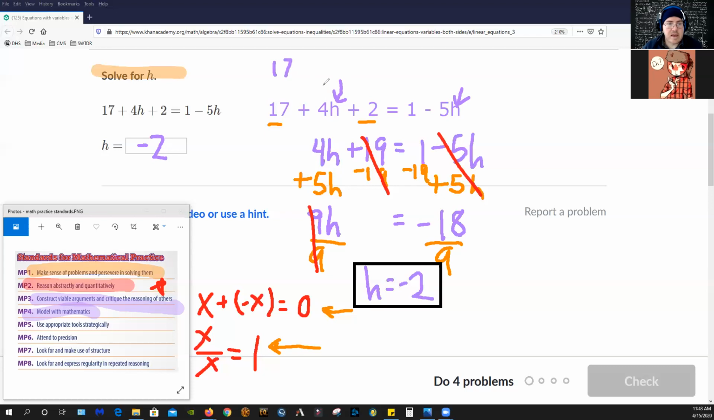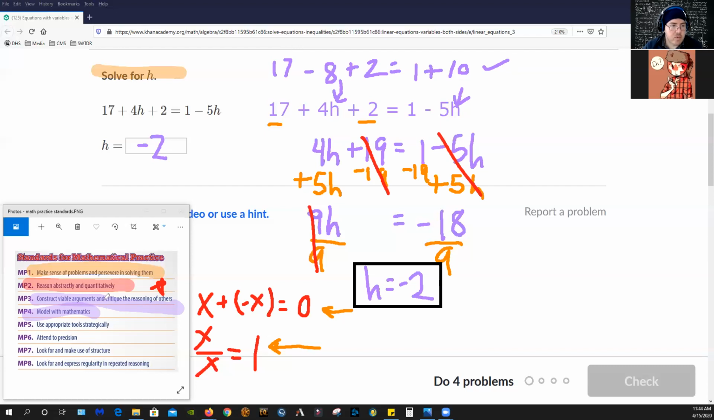17. 4 times the negative 2 is minus 8. Plus 2 equals 1. 5 times the negative 2 would be negative 10. So the opposite of that would be plus 10. So both sides should come out to be 11. So 17 minus 8 is 9. 9 plus 2 is 11. 1 plus 10 is 11. So that balances out. Okay.